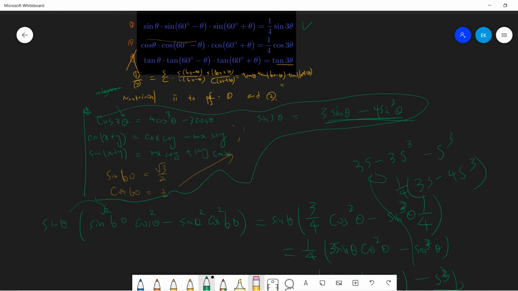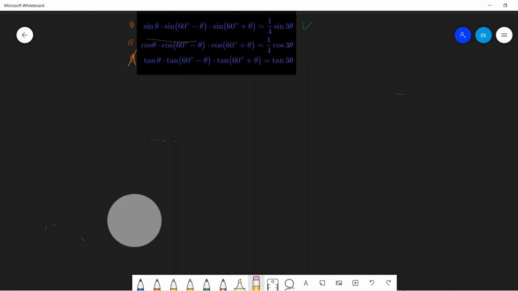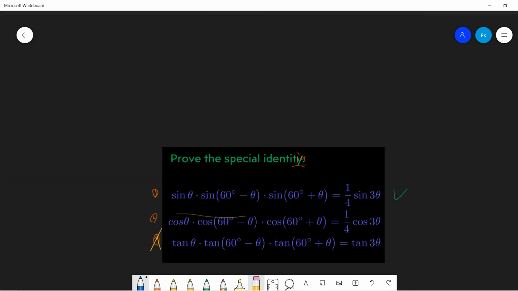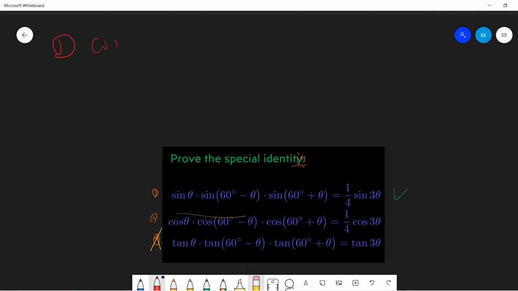Let's see whether I can find a quick way to prove the rest. Let's do a trick, hopefully this will work. We already proved that the first identity is correct. Let's zoom in and use red. So I know that the first one is correct, and now we need to prove the second one.